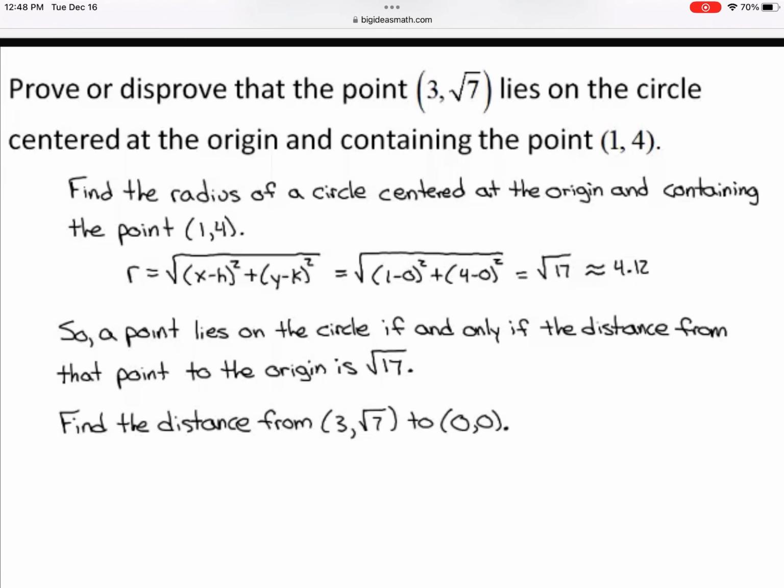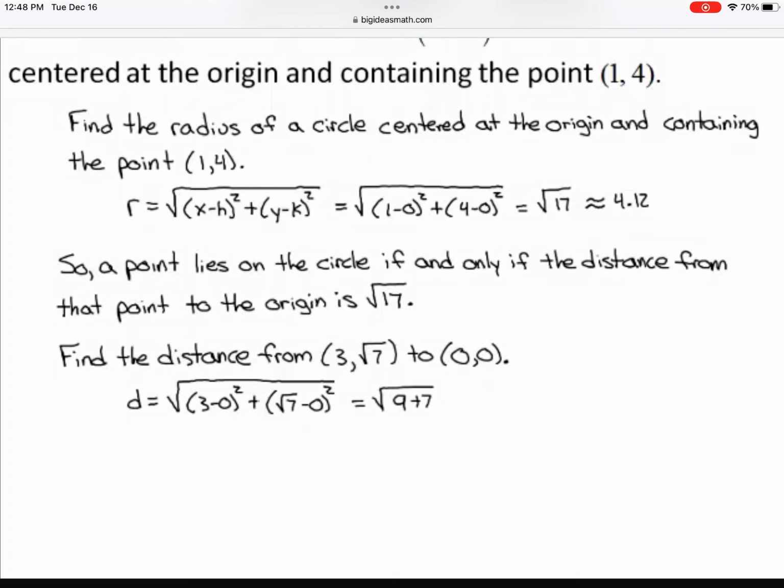Using the distance formula, the distance d from 3, the square root of 7 to 0, 0 is given by d equals the square root of the quantity 3 minus 0 squared plus the quantity the square root of 7 minus 0 squared, which simplifies to d equals the square root of the quantity 9 plus 7, or d equals the square root of 16. Because the square root of 16 equals 4, d equals 4.